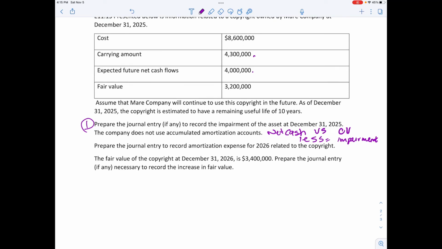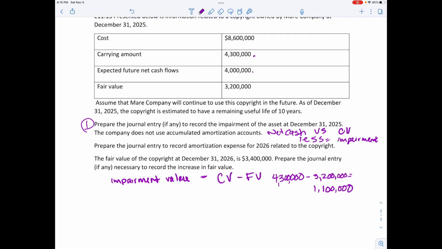The next thing you have to do is determine the impairment value. So for the impairment value, you compare the carrying value and you subtract the fair value. In this case, we have 4.3 million compared to 3.2 million, which gives us an impairment value of 1.1 million.